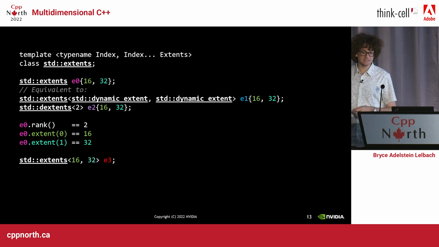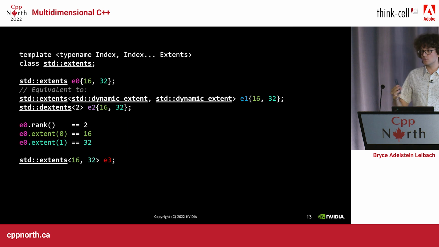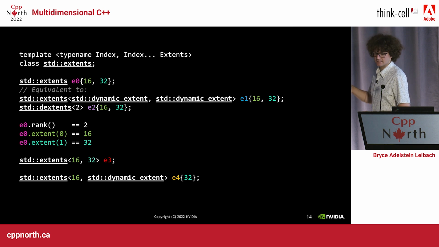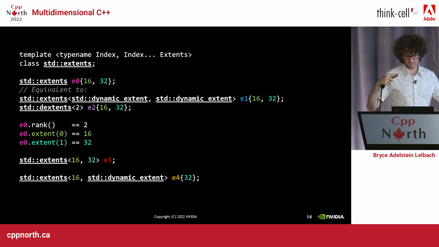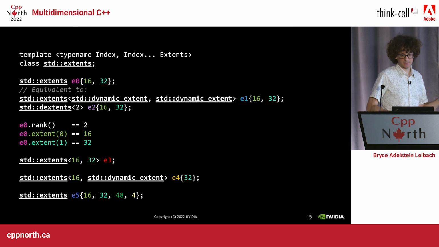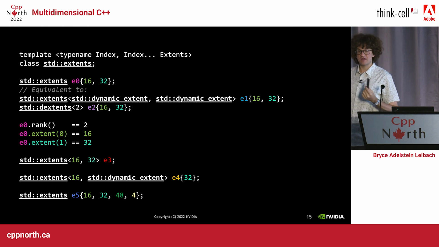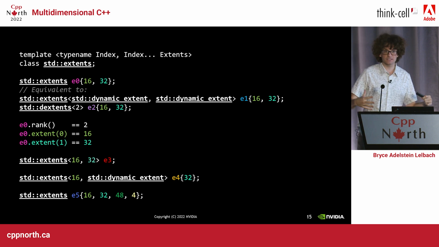So for statically sized extents, the extent itself is passed as a template argument, and no corresponding constructor argument is needed. Now you can mix static and dynamic extents. For example, in this case, we have one static extent and one dynamic extent. So we'll just need to pass one extent, the dynamic one, at runtime. So extents objects and mdspan support arbitrary rank, so you can have as many dimensions as you want, but the rank is static. So you have to know at compile time how many ranks that you want.